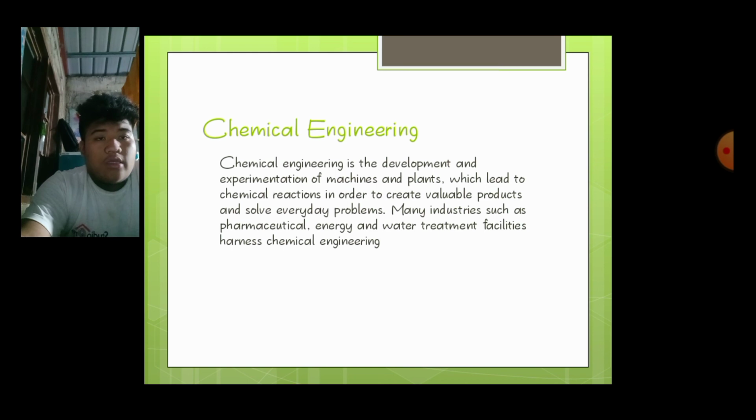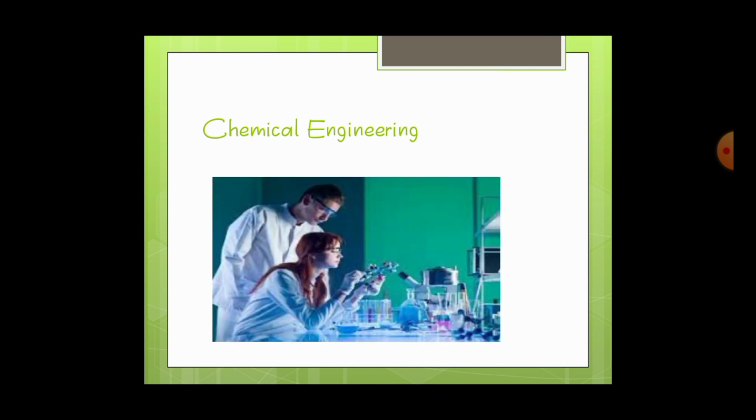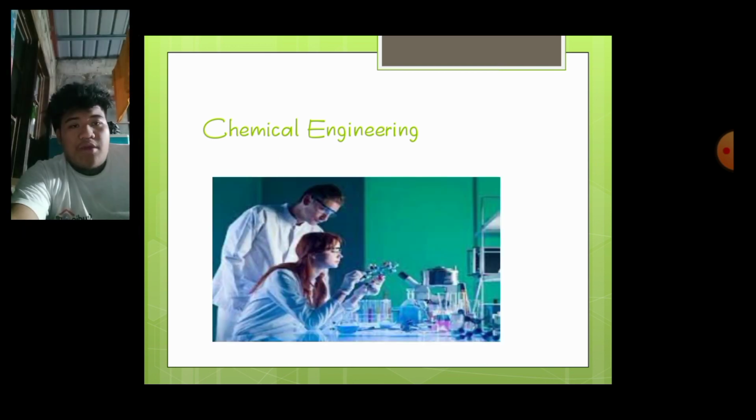Chemical engineering. Chemical engineering is the development and experimentation of machines and plants, which lead to chemical reactions in order to create valuable products and solve everyday problems. Many industries such as pharmaceutical engineering and water treatment facilities harness chemical engineering. This is an example of chemical engineering.